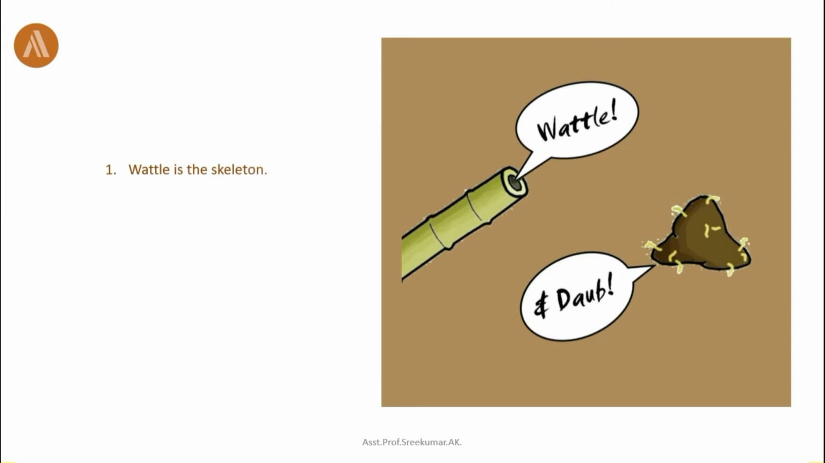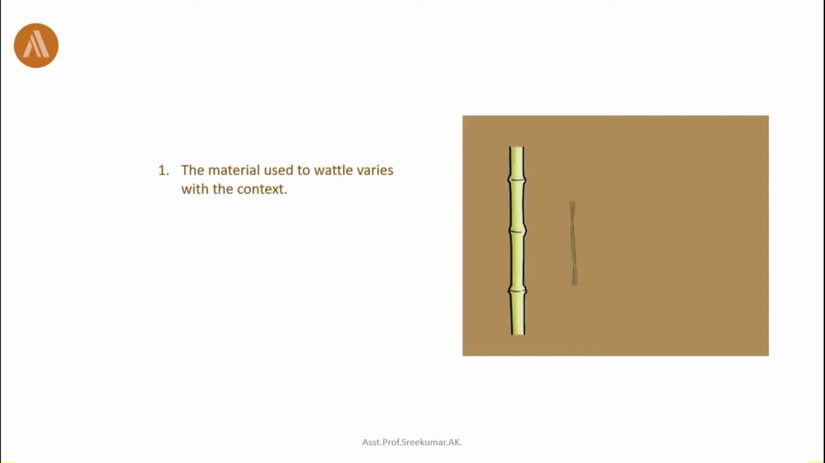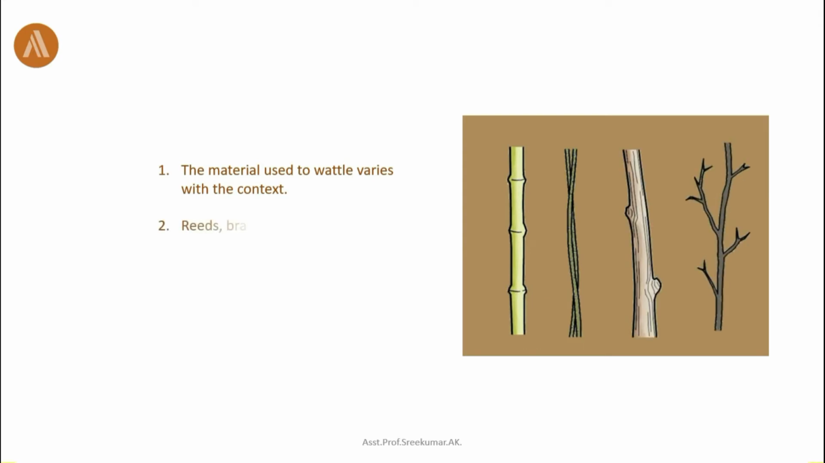So wattle is the skeleton. It provides structure to this union. Mostly, if not always, it will be of botanical origins. The material used for wattle varies with the context. Reeds, branches, fronds, bamboo, twigs, and stems can all be used.